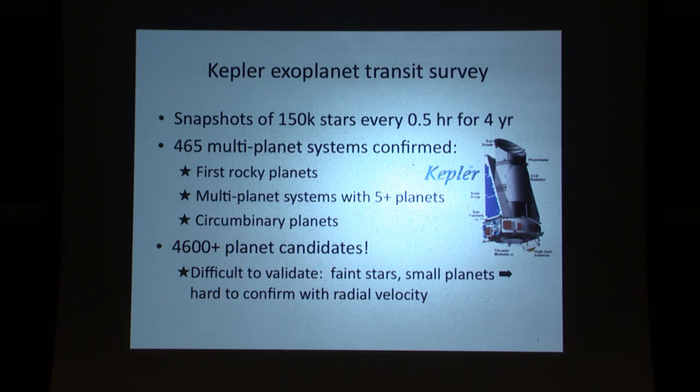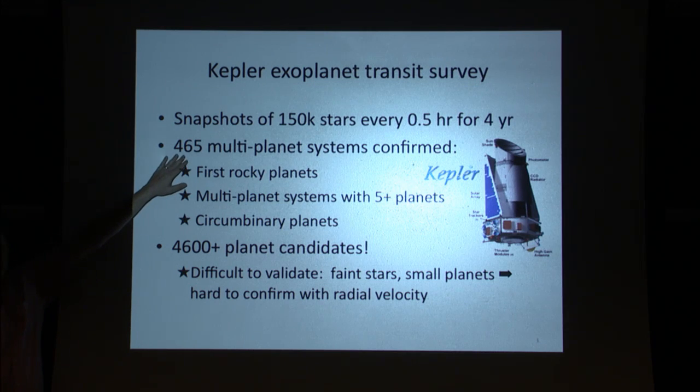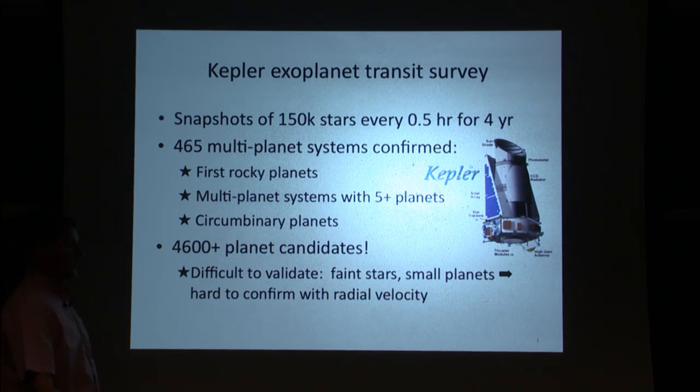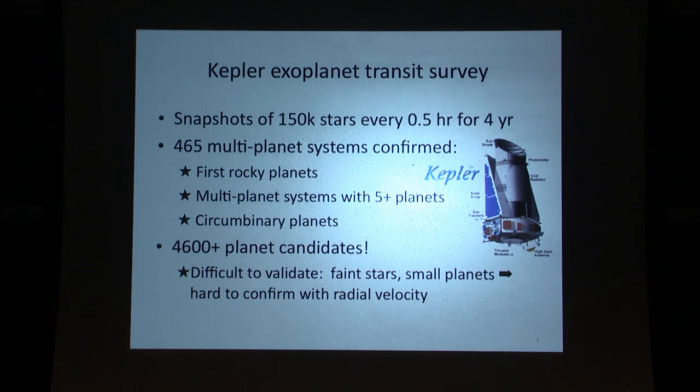And so they found something like 465, this number's out of date now, multi-planet transiting systems, so multiple planets transiting the same star, and periods less than a day out to hundreds of days. They've found multi-planet systems with 5 or more planets. We actually found one with 7 planets transiting the same star. Rocky planets have been found. And by rocky, I mean that with a radius and a mass measurement, they're consistent with having similar compositions to the Earth. I'll touch on that a bit.